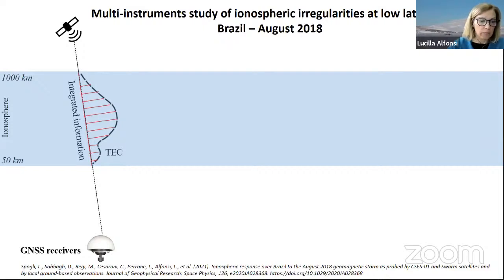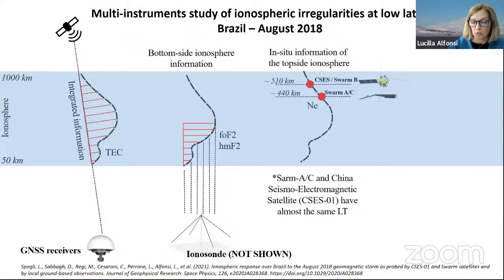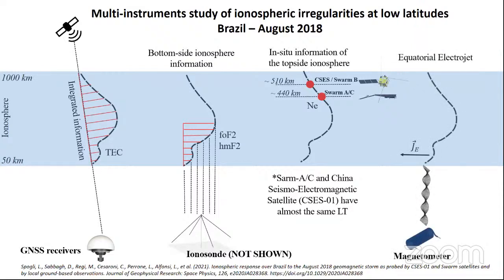So you see we have used the GNSS receiver, the ionosondes that are not shown in these slides, and some information derived from in situ data collected by the China Seismo-Electromagnetic Satellite CSES-01 and the Swarm A and C satellites that have almost the same local time and fly inside the ionosphere because they are LEO satellites. And we have used ground-based magnetometers for assessing the equatorial electrojet.